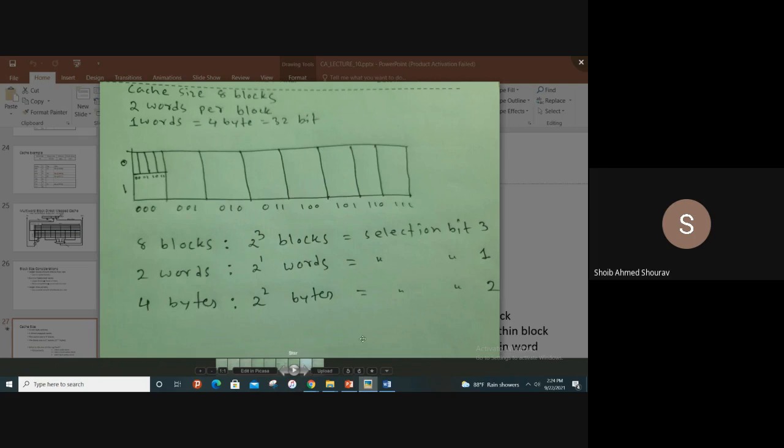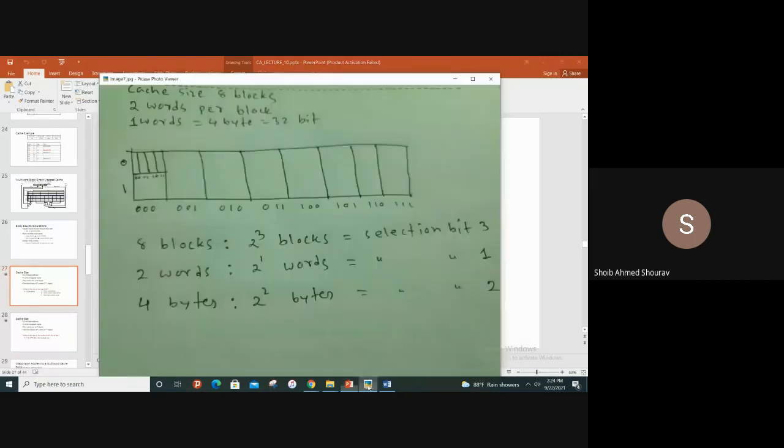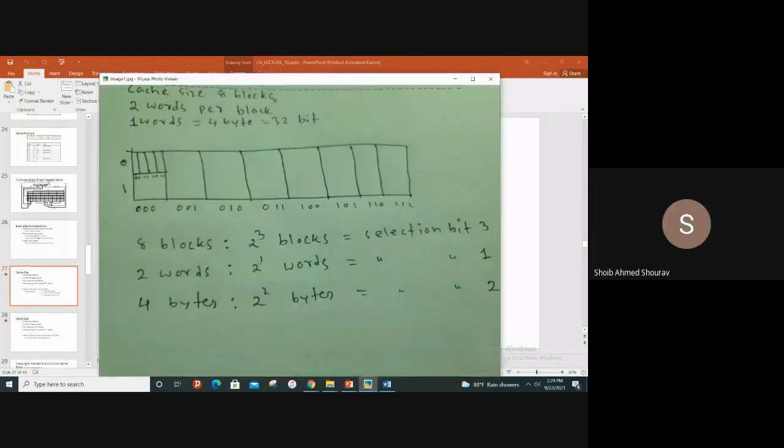Remember, the number of cache blocks is 2 to the power n. So for this example, n is 3, right? And there are 2 to the power m words, where m is equal to 1.